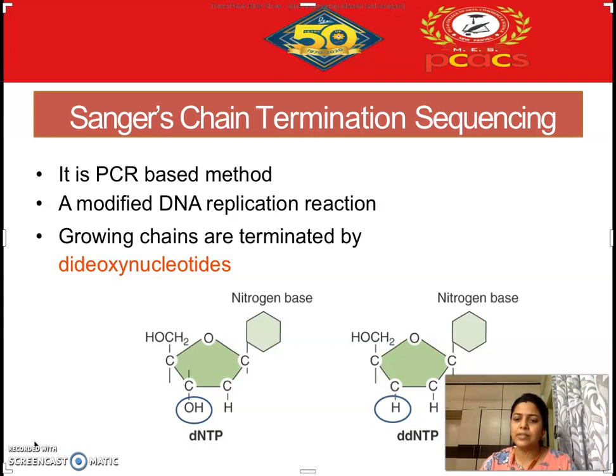When I say PCR based, that means the amplification would be taking place, or this particular method depends upon a modified DNA replication reaction. So why do I say that it is a modified DNA replication? Because there are some slight changes from your normal PCR that takes place in this particular method. Okay, so first of all, let us see what is one of the major changes that takes place in the Sanger's method. First is addition of your dideoxynucleotides.